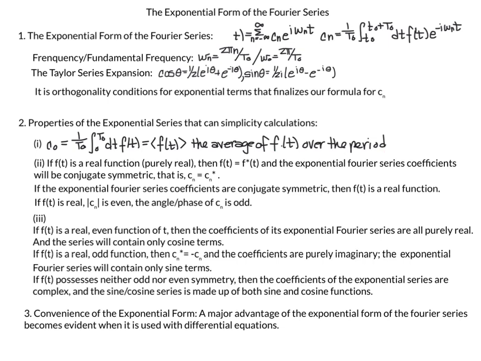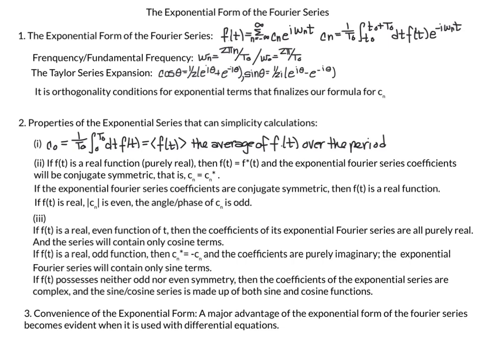And the exponential Fourier series coefficients will have conjugate symmetry. In other words, c_n, the nth coefficient, will be equal to the complex conjugate of c_(-n). The converse of this statement is also true. That is, if the exponential Fourier series coefficients are conjugate symmetric, then f of t is a real function. And one other note, if f of t is real, then the magnitude of c_n is even, and the phase, or the angle of c_n, is odd.